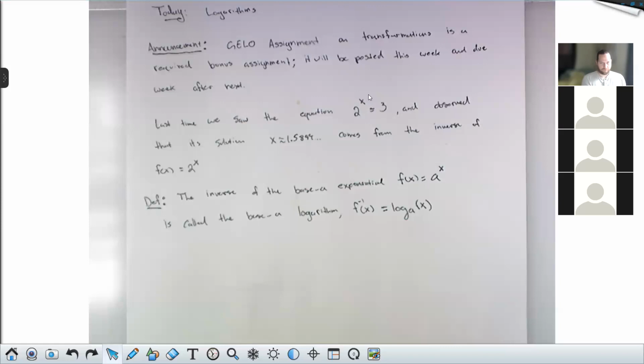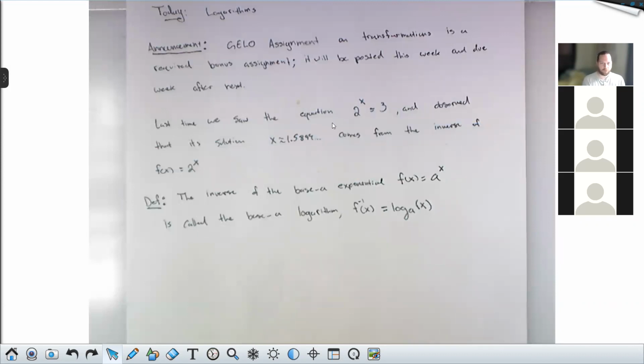Okay. So this equation, reasonable looking equation, we saw it had a solution by thinking about the graph of 2 to the x and seeing where that intersected with the line y equals 3. That solution was somewhere around 1.5, and we were able to calculate it to a few decimal places using some mysterious technique that I haven't shared with you yet. I claim that that solution comes from the inverse of the function 2 to the x.